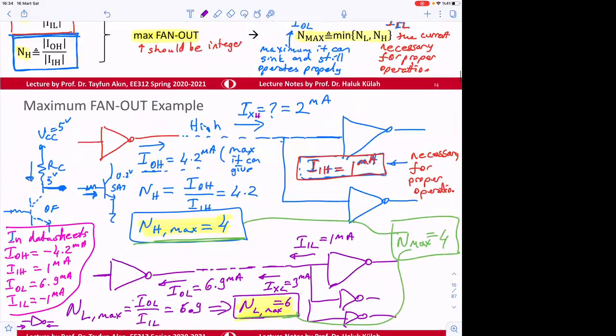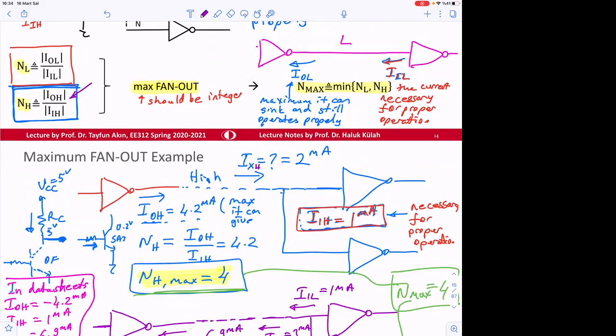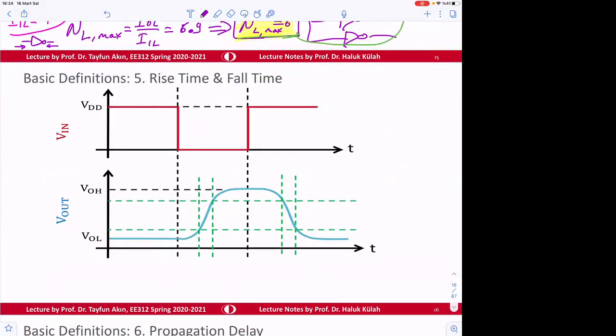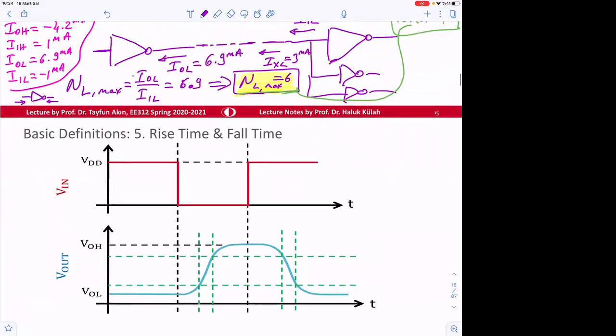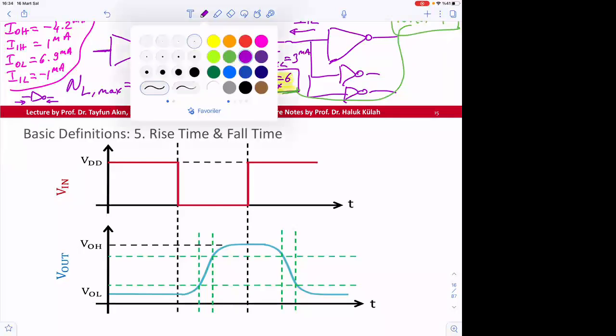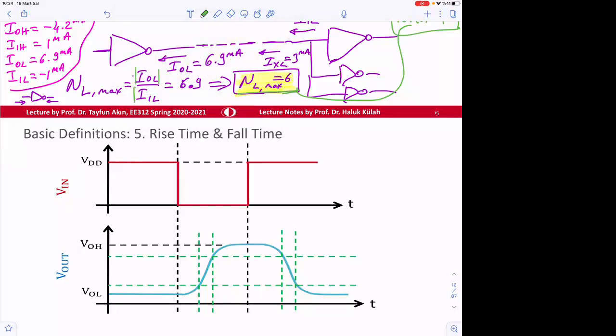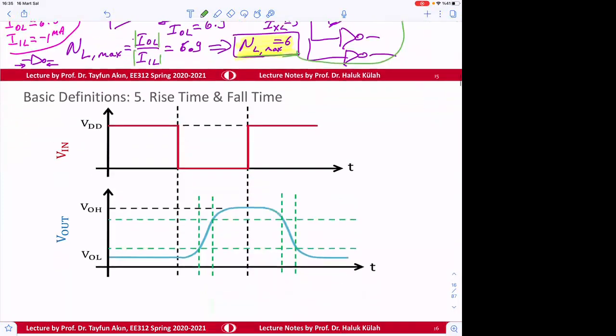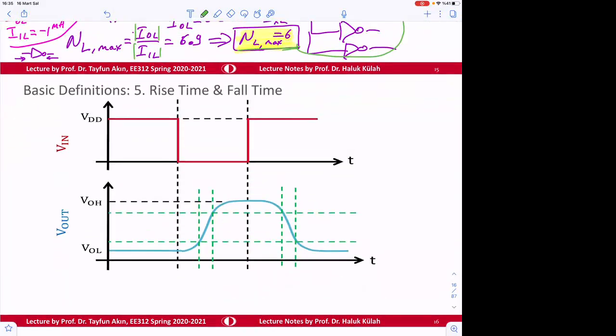Or Haluk Hoca defines it in absolute value, for example, here. Okay. Sure. Maybe I should put those here, just to be correct here. Okay.